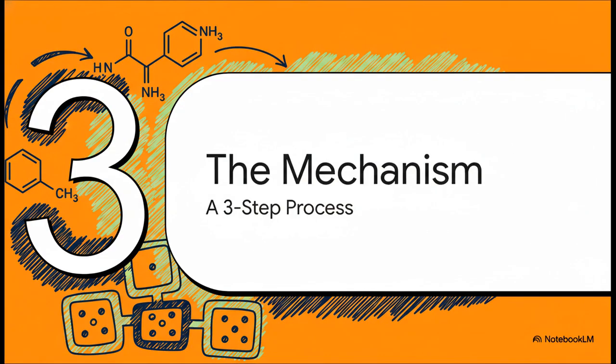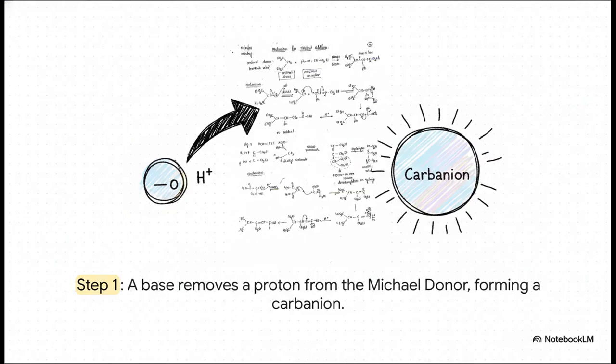So, you might be wondering, how does this all actually happen? Let's get into the nitty-gritty, the mechanism. We're going to break it down into just 3 simple, easy-to-follow steps. It's a lot more straightforward than it sounds, I promise. Okay, step 1, we have to activate the donor. As you can see here, a base just swoops in and plucks off that active proton from our Michael donor. The second that proton is gone, the carbon is left with a negative charge, and we form something called a carbanion.